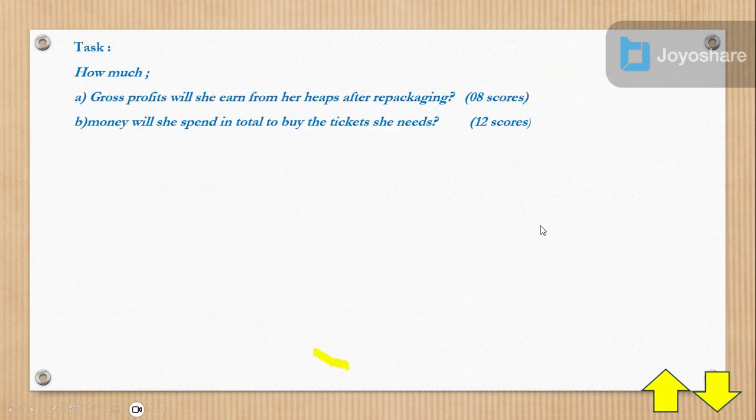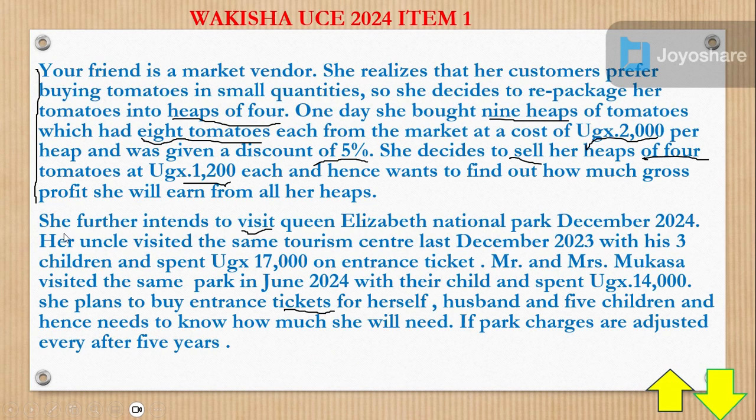So part A, they are saying how much gross profit will she earn from her heaps after repackaging, 8 scores. Part B, how much money will she spend in total to buy the tickets. Now I see that part B talks about the tickets, and that implies that part B will start from here.